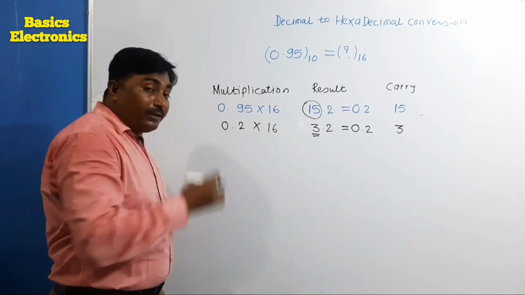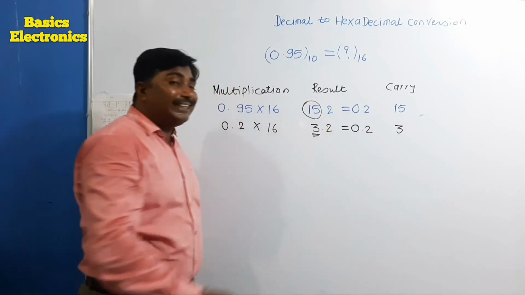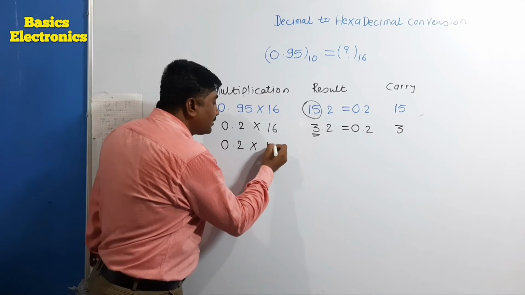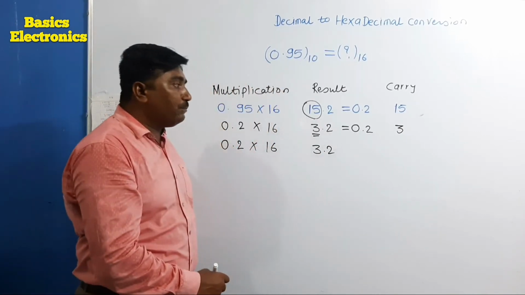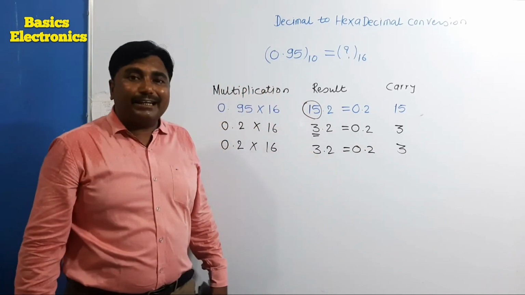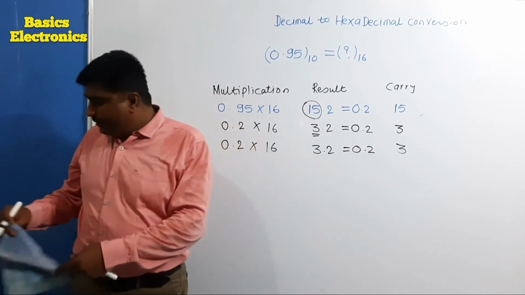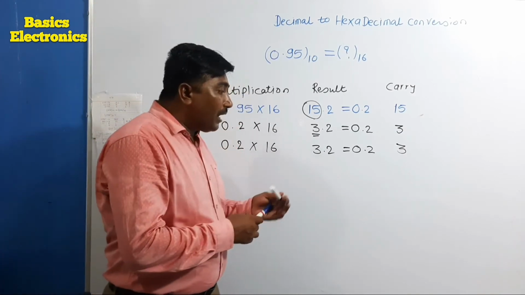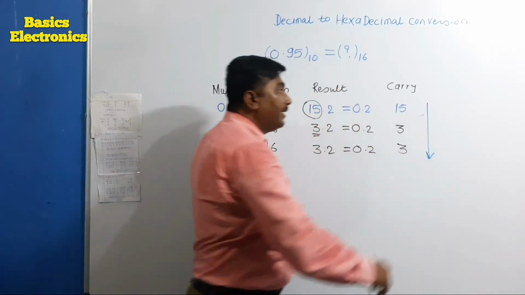Now see, however many steps we do again, we get the same answer. This we call recurring. So here again we write down this 0.2 multiplied by 16. Again we get the result 3.2, which leaves 0.2 again, and this 3 is taken as the carry. Okay. Now we got the carries here. Now these carries we have to write down in the answer. But how do we take the carries? We take the carries in the downward direction.